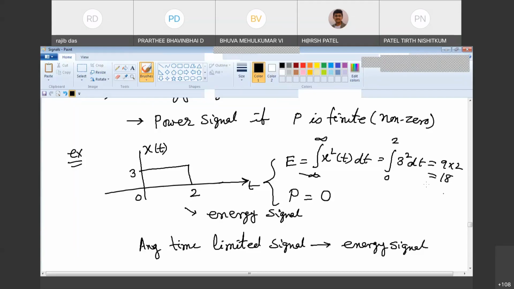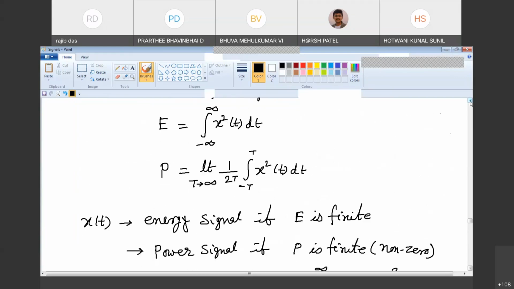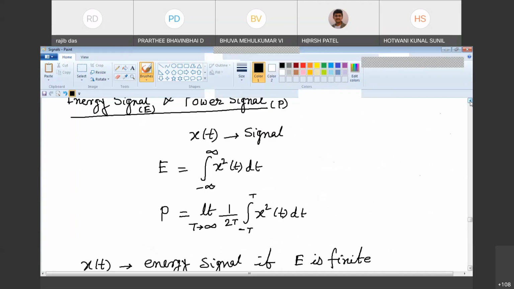Sir, can you go up a little bit? Yes. Which one? Yes, this one, sir. Sir, you have written x(t) is an energy signal if E is finite. What do you mean by this line? If x(t) satisfies this condition, then it can be an energy signal. Yeah, I am saying that if a signal has finite energy, then only it will be called an energy signal. But if it does not have finite energy, it goes towards infinity.